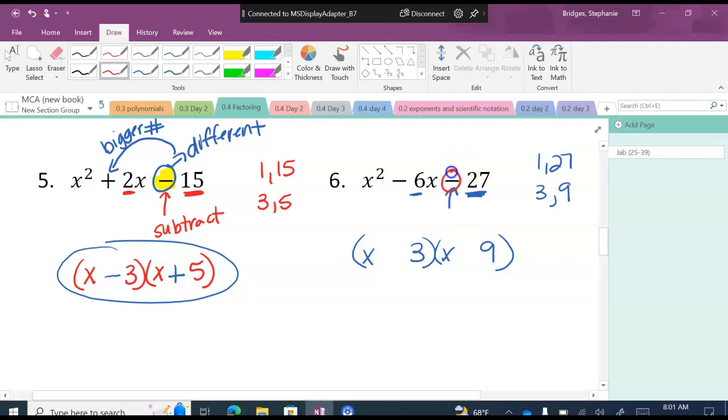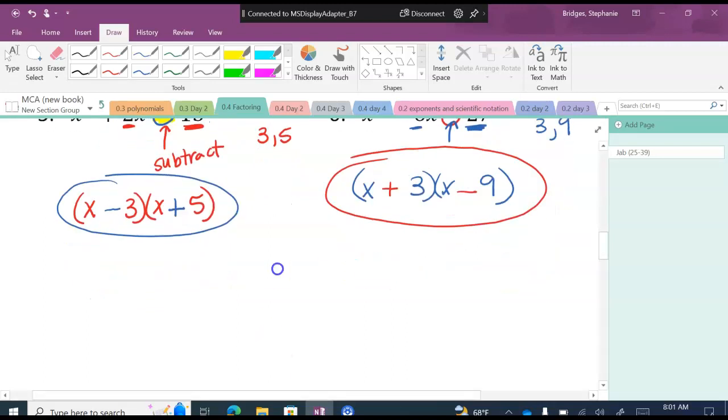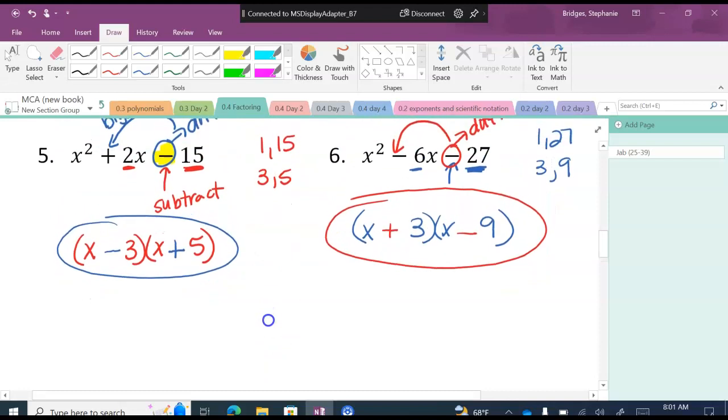Again, if the second sign is a minus, my signs are going to be different. And this first sign goes in front of the bigger number. So where would that negative go? In front of 3 or 9? 9. Okay, and then that means the plus goes in front of 3. Is everybody okay with those?